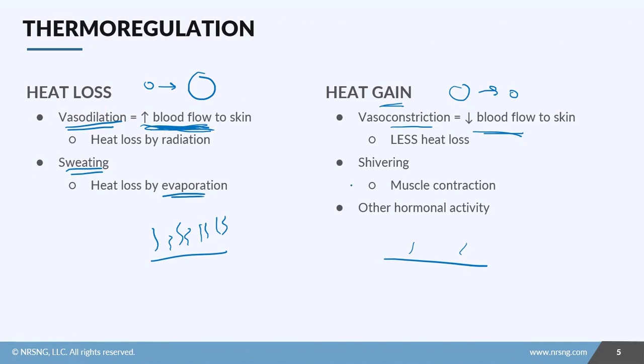And then the other thing we'll see is shivering, and that's muscle contraction. Muscle contraction is a great way to produce more heat. And of course, there's other hormonal activities going on in the body as well to help us increase our temperature. But all of that comes from the sensory detection in the skin and then the core body temperature.